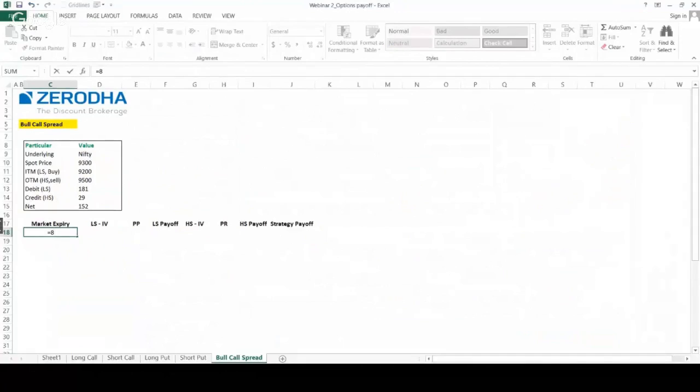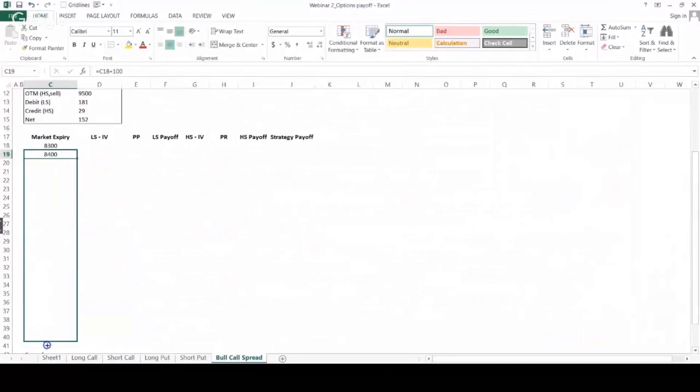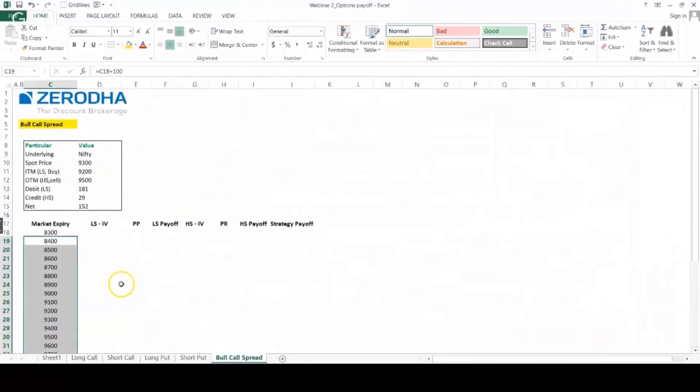Because this is a spread position, I'm just going to start from 8,300 and go on incrementing it by 100 units. Okay, different expiries. Now, whenever you add multiple legs of an option to form an option strategy, always dissect it as single legs, right? So if you see, this is the lower strike.